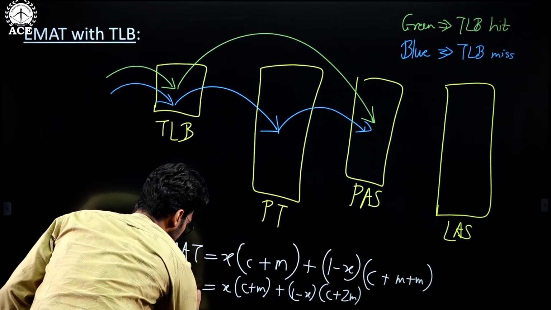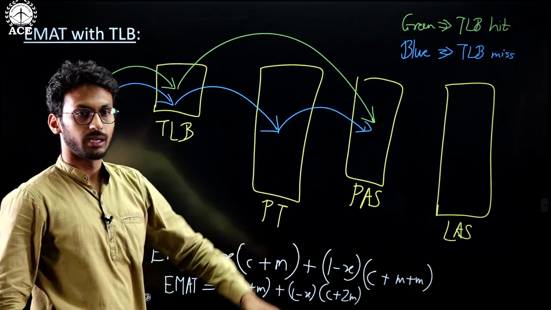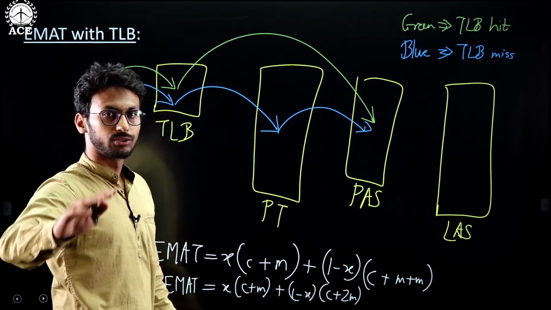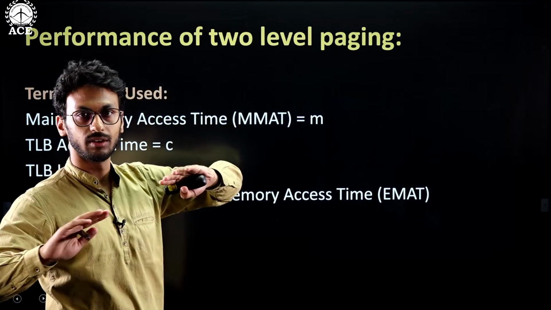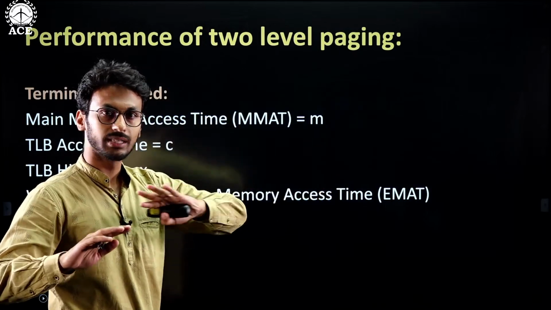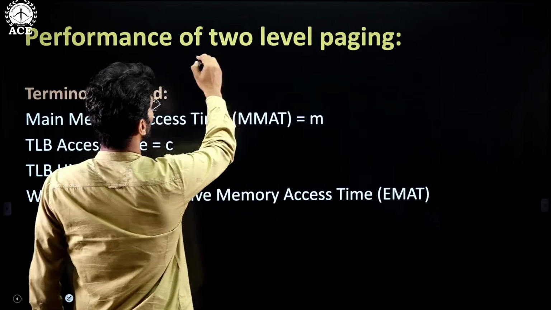This is the EMAT with TLB formula. So we are about to end. Just 2-level paging and 3-level paging, four diagrams, and then we'll end it in 5 minutes. Let's start with 2-level paging.